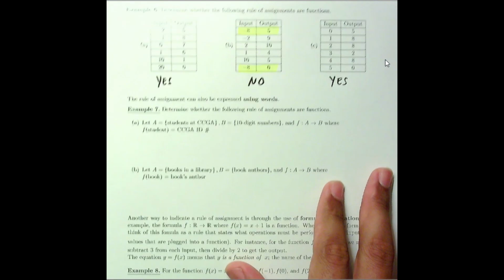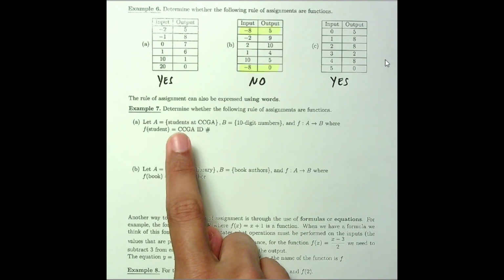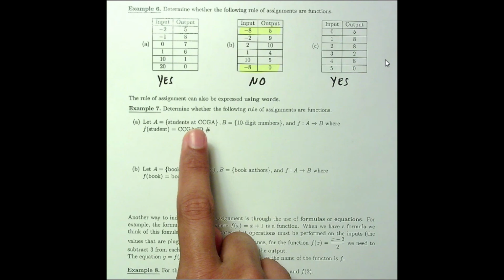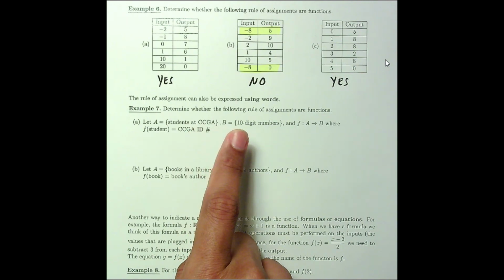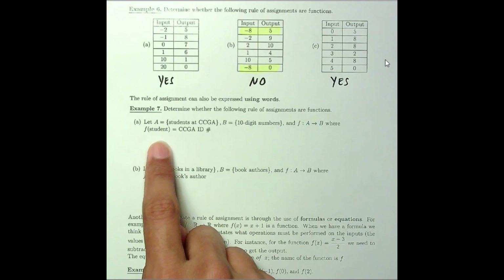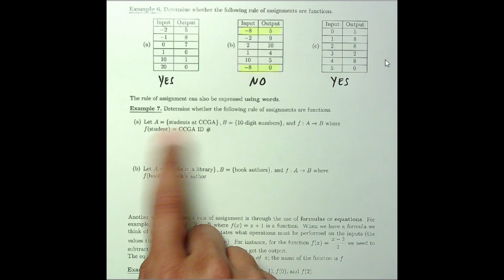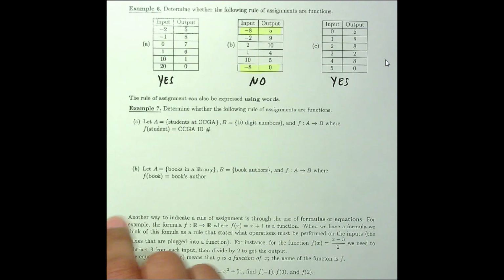The first one says, suppose that the set A are students at CCGA and the set B are 10-digit numbers, which are basically going to be ID numbers. And suppose the rule of assignment is that to each student, I associate his or her CCGA ID number. That's the rule. To each student, I associate his or her CCGA ID number.